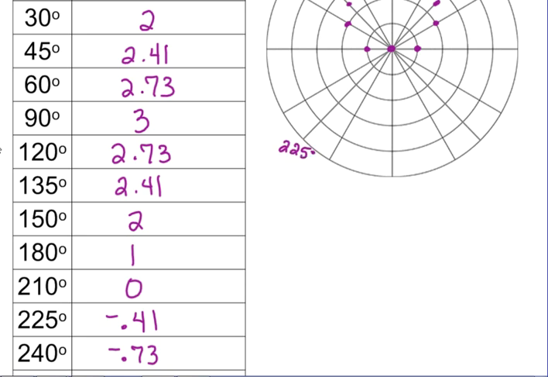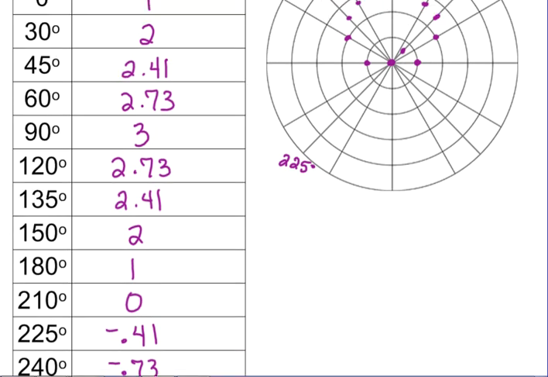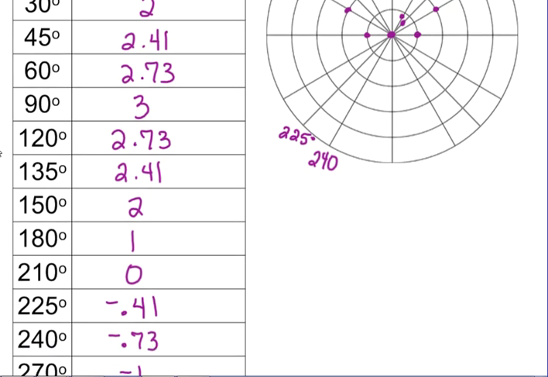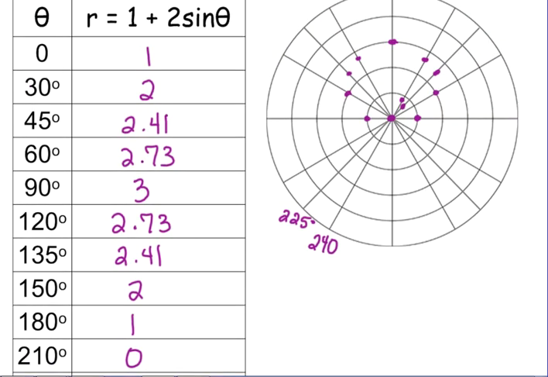225 is right here, but it has a negative radius. So we go through. So we end up with 2 points up there on our 45-degree ray. 240 does the same thing. 240 is right here, but has a negative radius, so it goes through and ends up on the other side. 270 has an R value of -1. So 270 is down here, but we go through the origin, so we end up on this side.